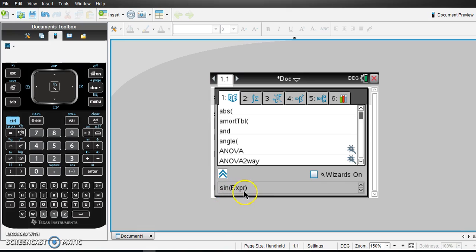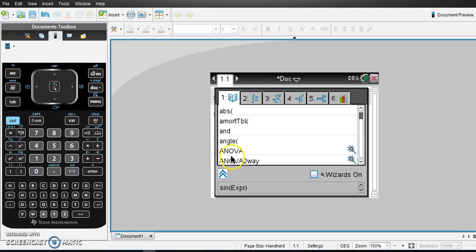In the box down here, it tells you what needs to go into that expression. So you need sine, brackets, and then you need to put an expression in here, for example, a number that you want to calculate the sine of before it will calculate. Other things have different requirements, and I'll show you those in a minute when we get into menu 2.